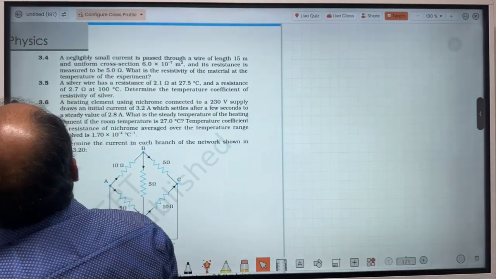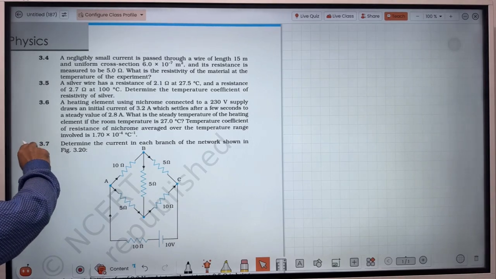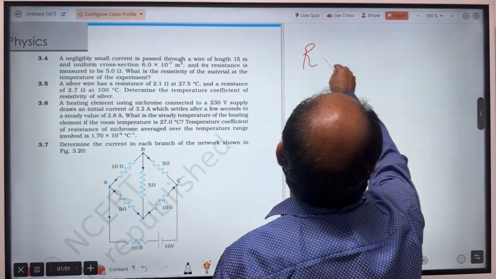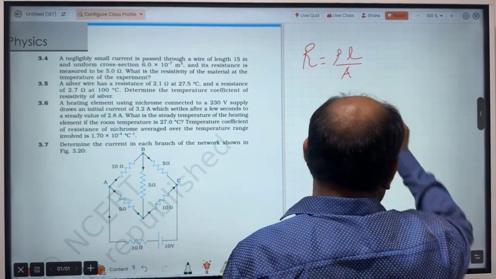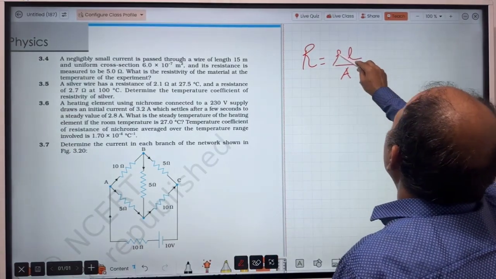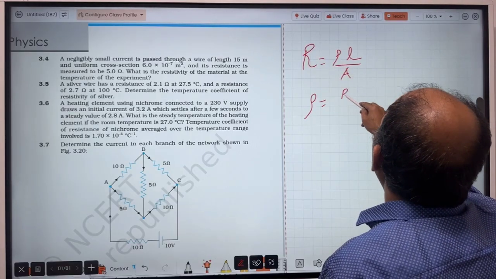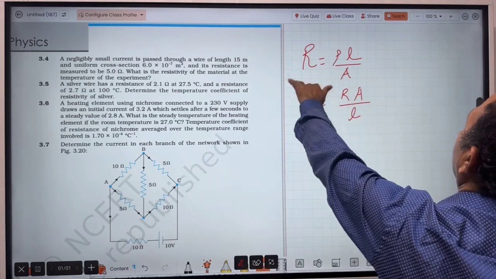The next question is, a negligibly small current is passed through a wire of length 15 meter and uniform cross section, and its resistance is measured to be this much. What is the resistivity of the material at the temperature of the experiment? This is a question based on resistance. You know resistance R equal to rho L upon A, where L is length of wire, rho is resistivity, A is area of cross section. Here our concern is to get rho, so rho equal to RA divided by L.